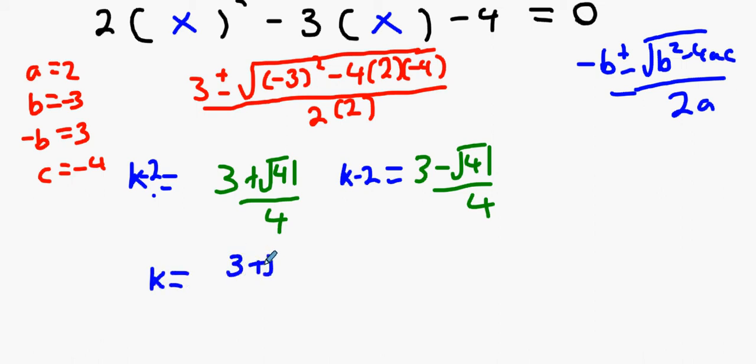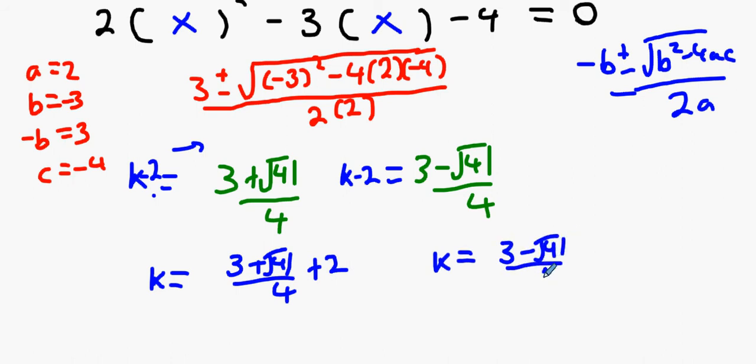3 plus root 41 over 4. Where does the 2 go? Plus 2. And the other one is? 3 minus root 41 over 4, take away 2.